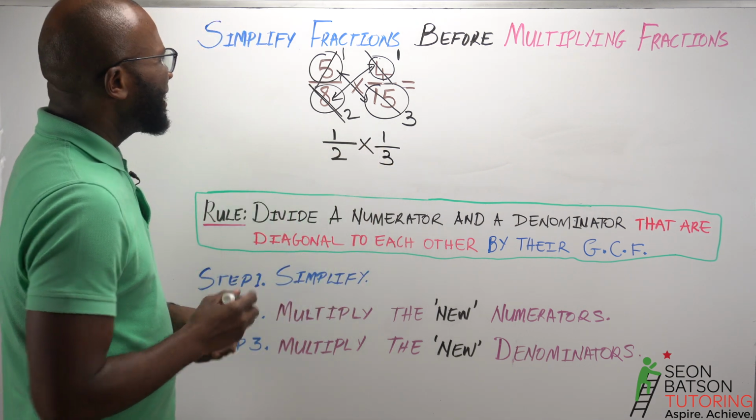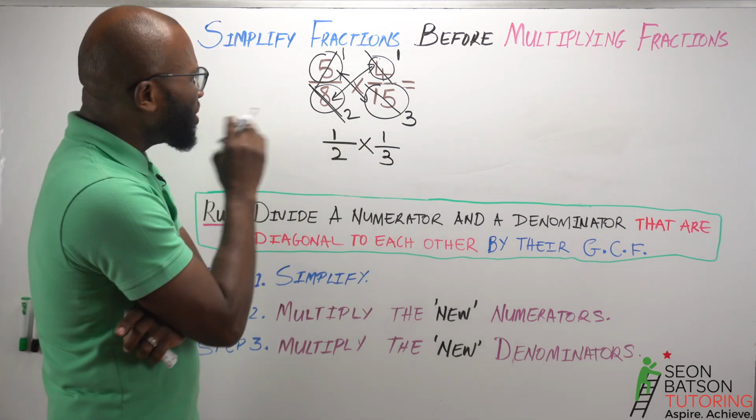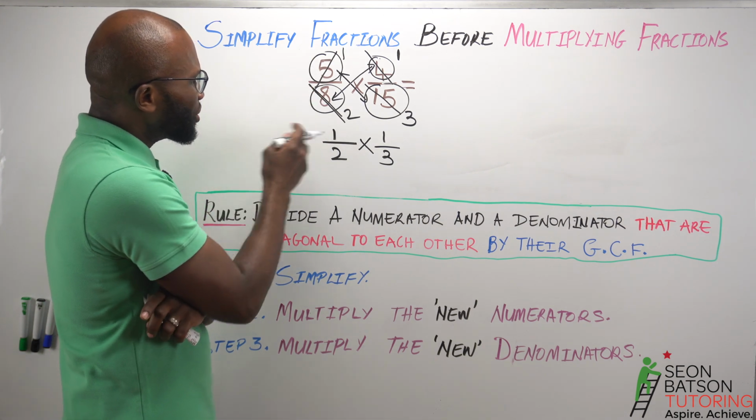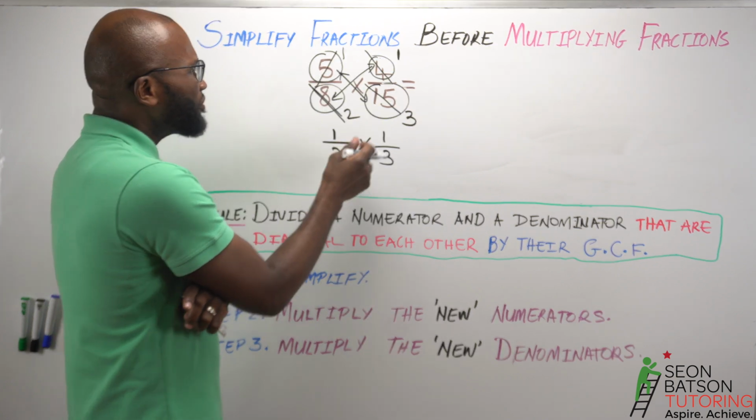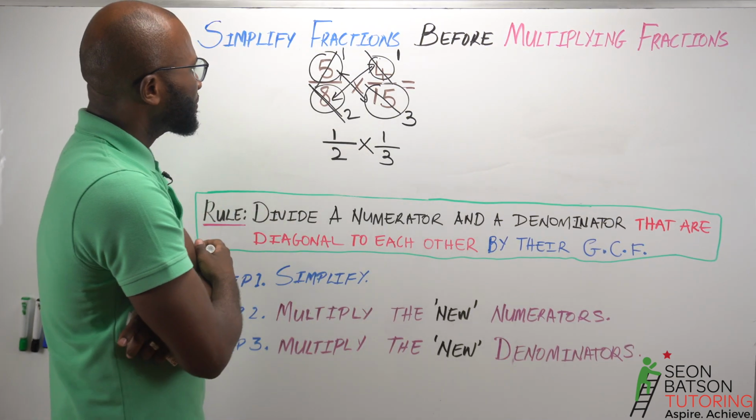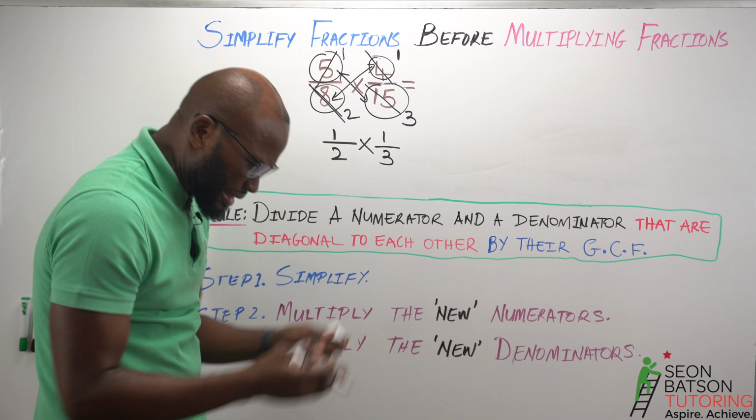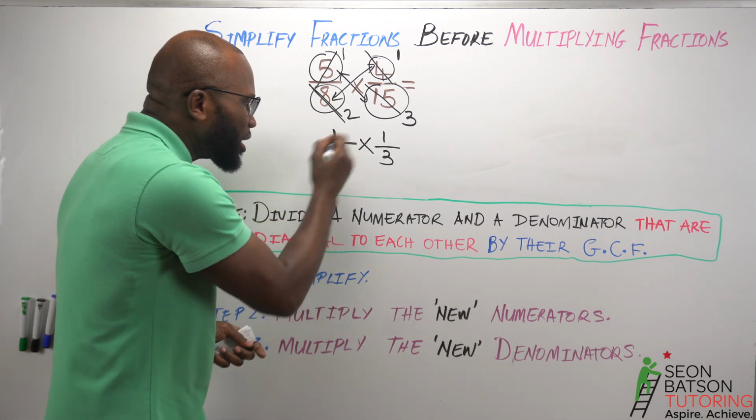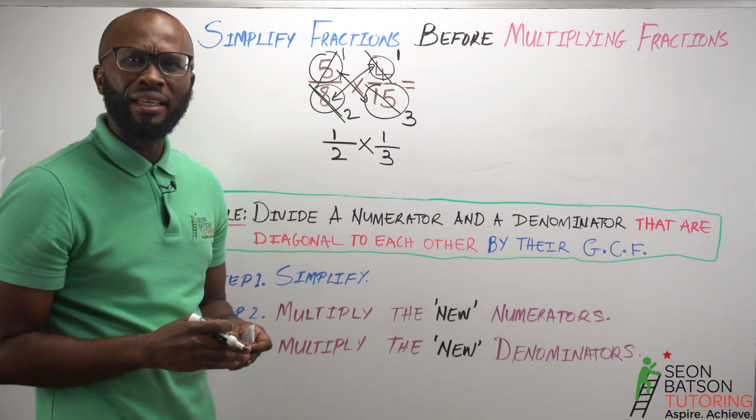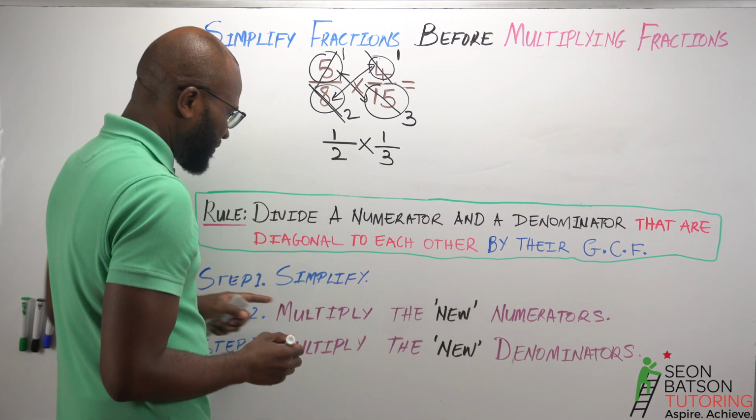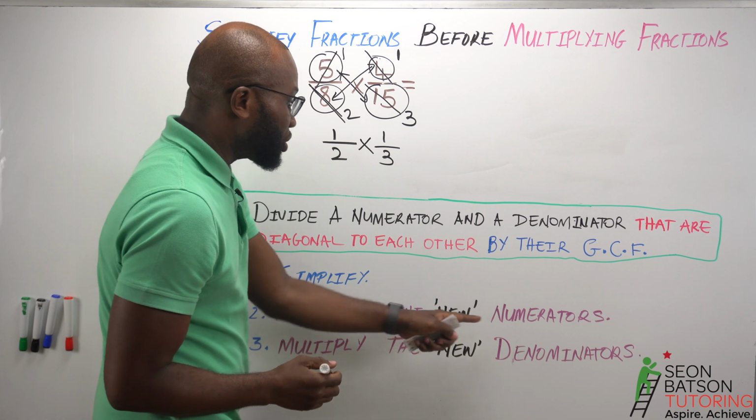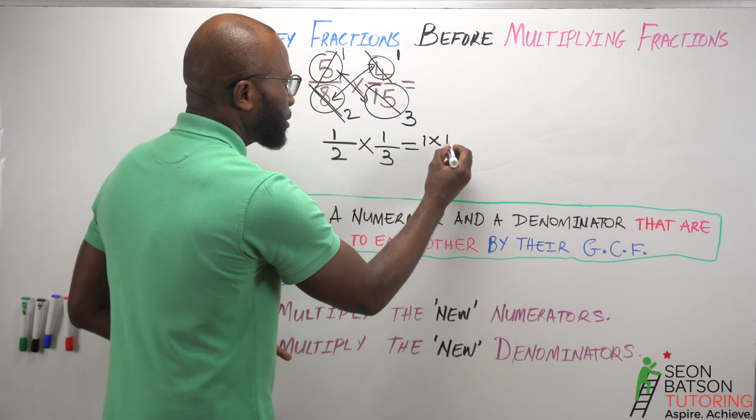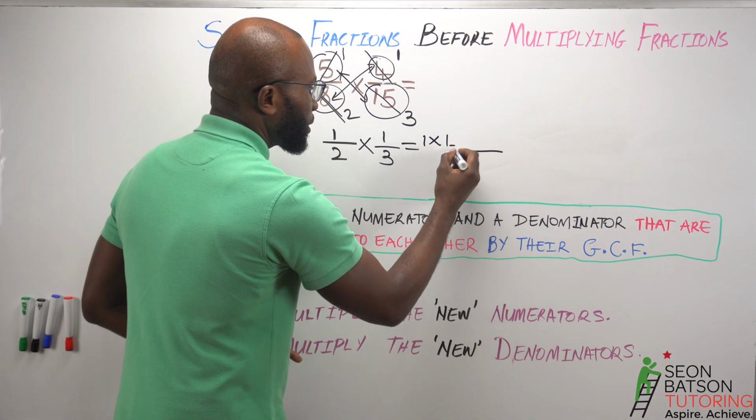Look at this. Take a minute to look at what's happening. We went from 5/8 to 1/2. We went from 4/15 to a third. That's the purpose of simplifying. We will get smaller numbers to multiply. Now, after simplifying, we will multiply the new numerators. 1 times 1 will give us 1.